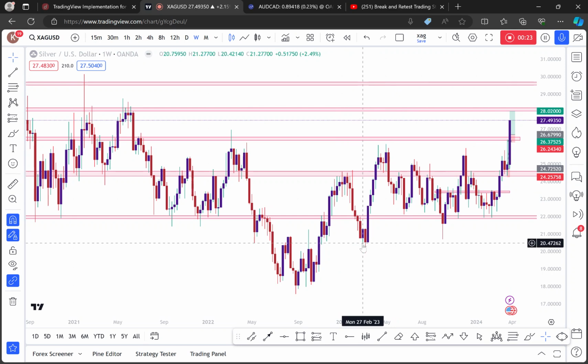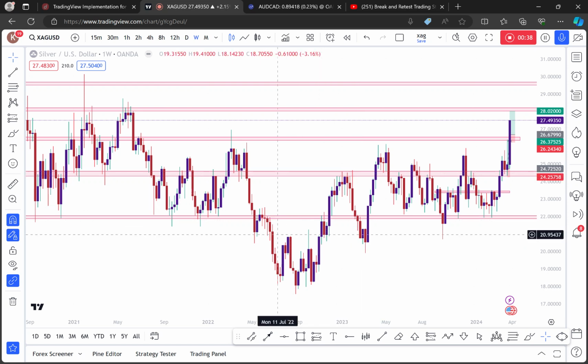So, I want to show how I approach charts. First of all, I use the simplest strategy of all, break and retest, or support and resistance. As you can see on my chart here, I have several drawings. I start with higher time frames. I start with weekly, then daily, going downwards.